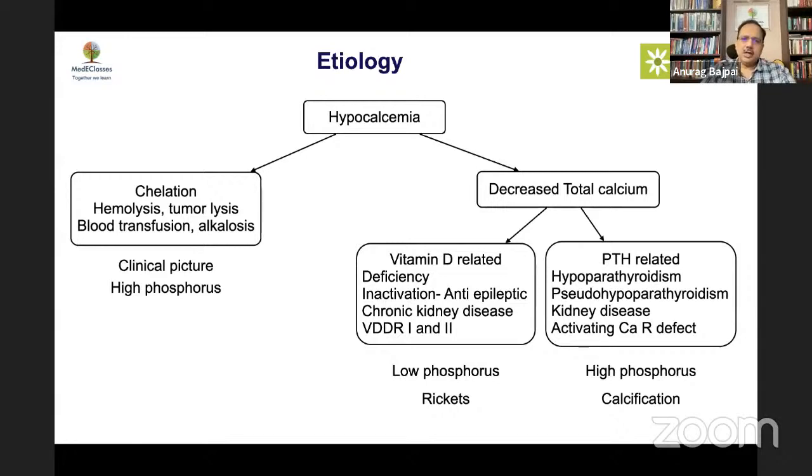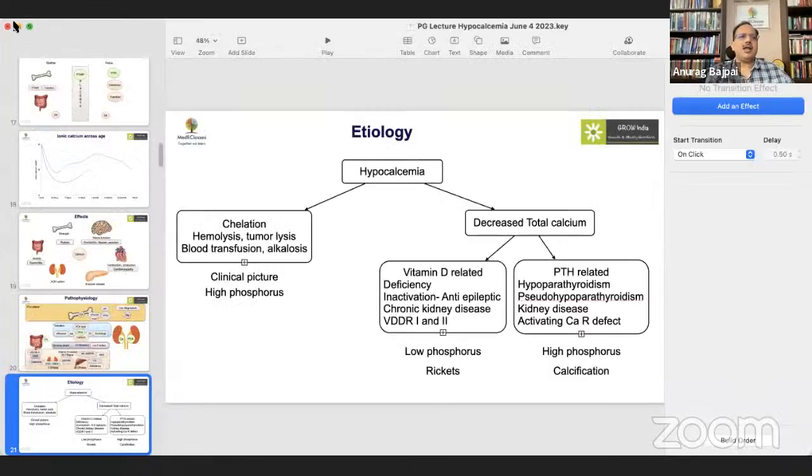So I think I'll close at that point of time, and I will now request Vibha to start her part of the session about etiology, which will cover the various aspects. So over to you, Vibha.